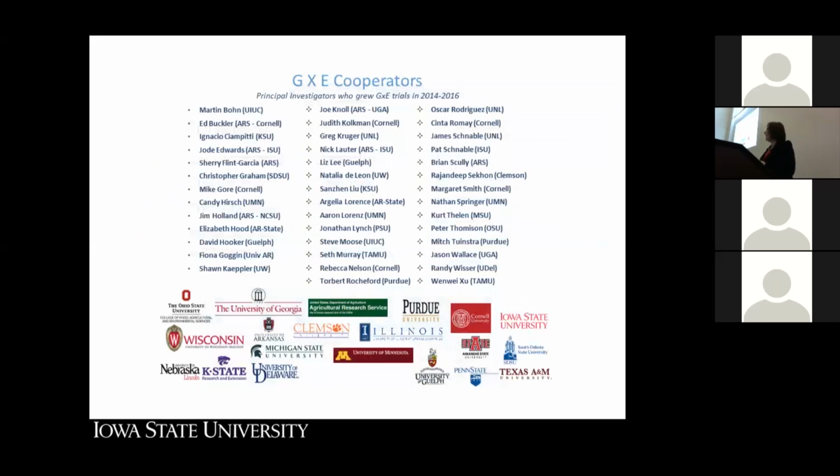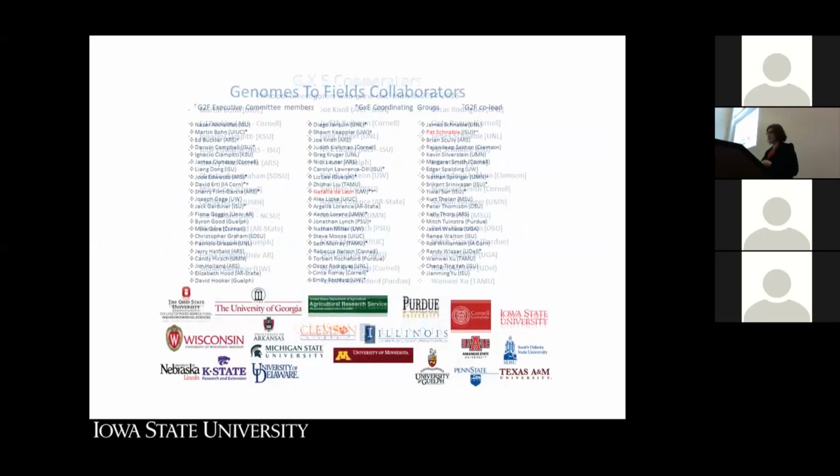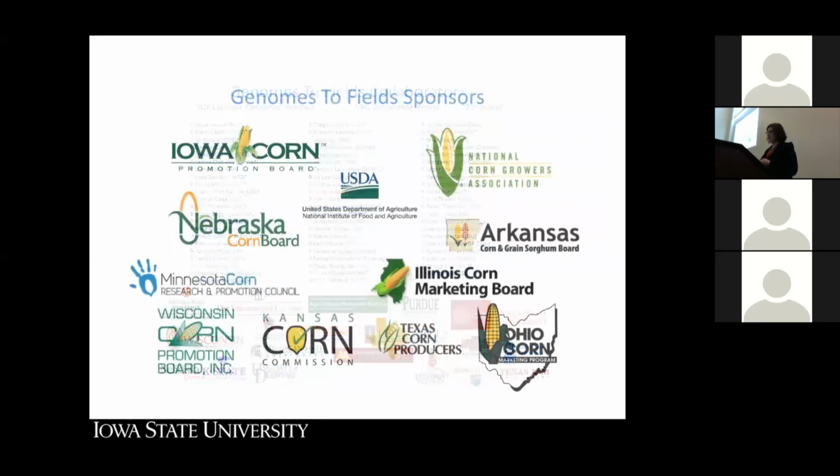So there are lots of G by E cooperators at a lot of different places. The Genomes to Fields collaborators is an even larger group of people. That project is led by Natalia de Leon and Pat Schnable. And the sponsors for the Genomes to Fields initiative are varied and sundry groups, right? It's taken an awful lot of effort on the part of some of the people involved in this just to coordinate, making sure that everybody is supported.